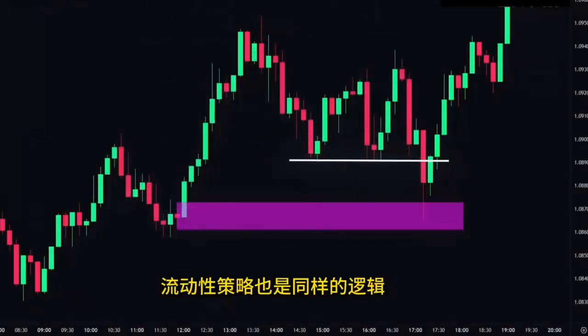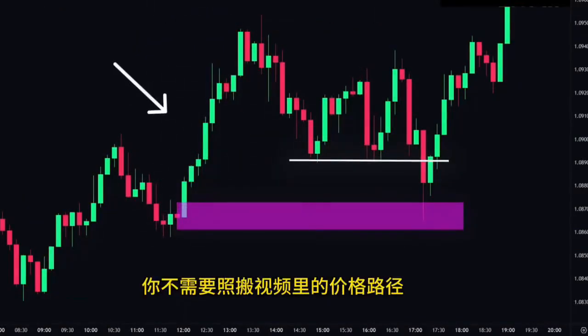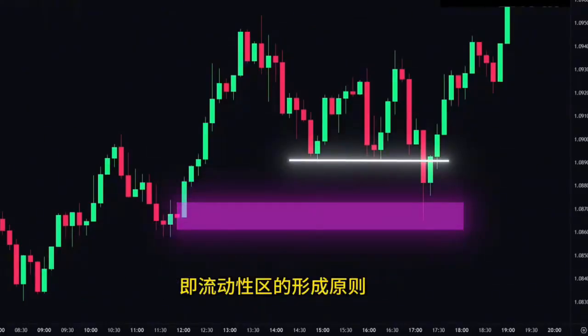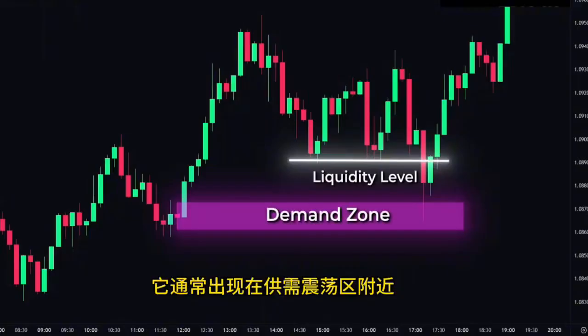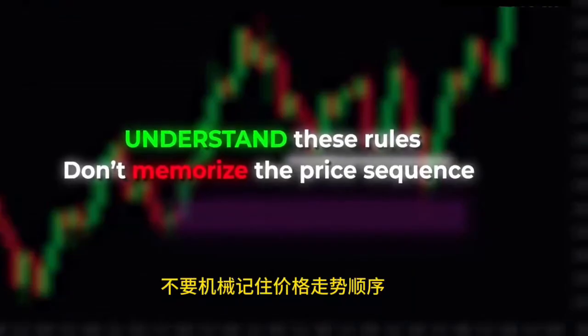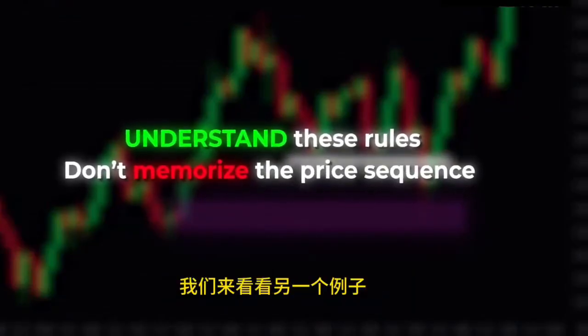It's the same with our liquidity strategy. Don't try to find this exact price movement on a chart. Instead, focus on the key rules that make up the pattern: a liquidity level that formed near a supply or demand zone. That's why it's important to understand these rules, and not just memorize the price sequence. Now let's look at another example.